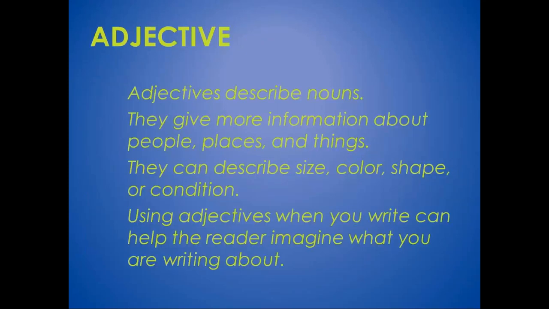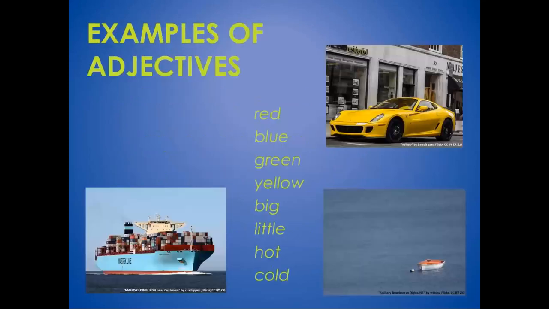Adjectives. Adjectives describe nouns. They give more information about people, places, and things. They can describe size, color, shape, or condition. Using adjectives when you write can help the reader imagine what you are writing about. Examples of adjectives include red, blue, green, yellow, big, little, hot, and cold.